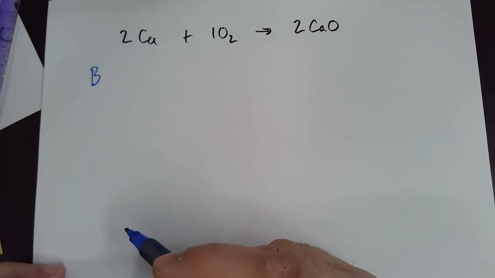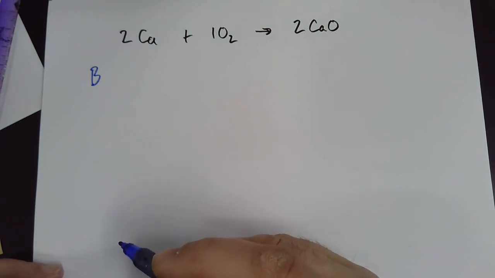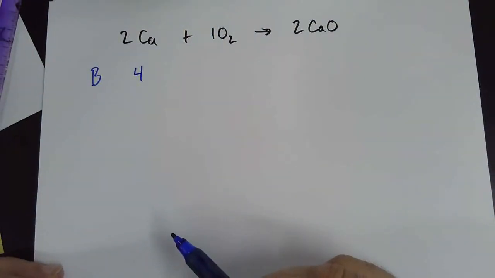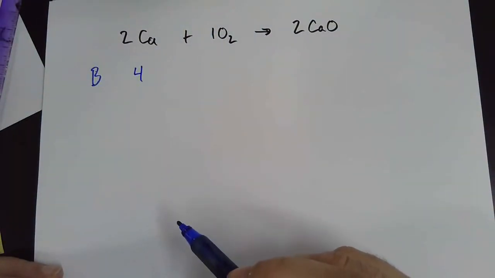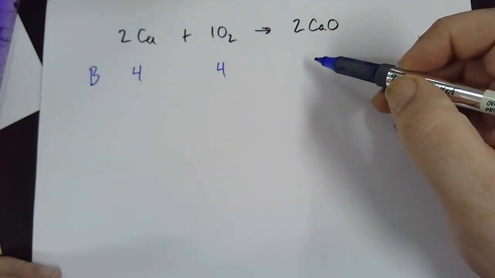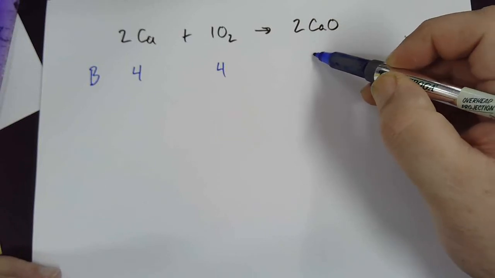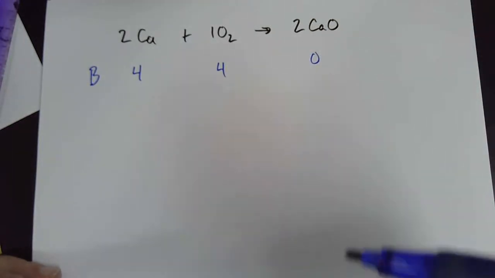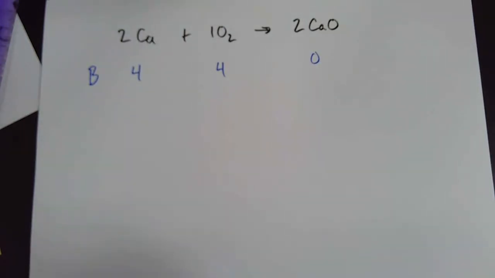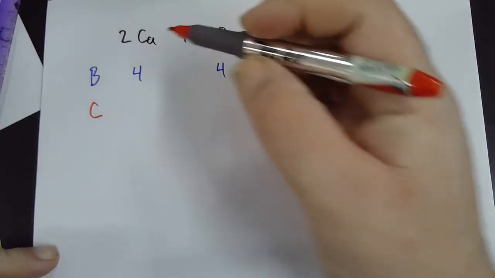What does the question tell me I have in the number of calciums? I have 4 calciums. How many oxygen molecules does it say I have? Okay. And how many calcium oxides will I have at this point? None. 0. Because there's been no reaction that has happened yet. Everybody cool with that so far? Okay, now we need to do our change.